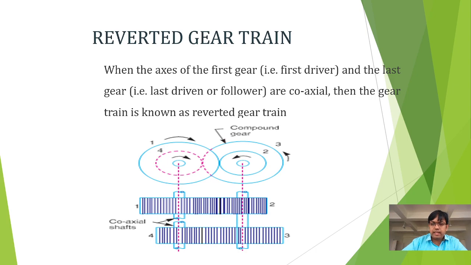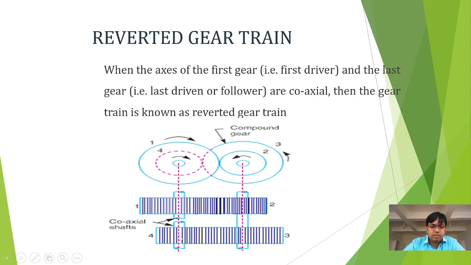Now you can see this reverted gear train in the figure. The first gear is mounted on the input shaft or the driver shaft, and it is meshed with gear 2. When gear 1 is rotating in clockwise direction, gear 2 will rotate in anti-clockwise direction. 2 and 3 are compound gears. Therefore, when gear 2 rotates in anti-clockwise direction, 3 will also rotate in anti-clockwise direction. And 3 and 4 are on the back side of 1. 3 and 4 are meshed externally. When 3 rotates in anti-clockwise direction, 4 will rotate in clockwise direction.